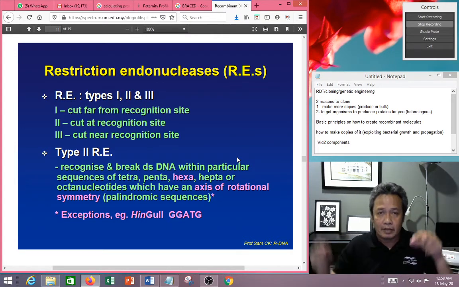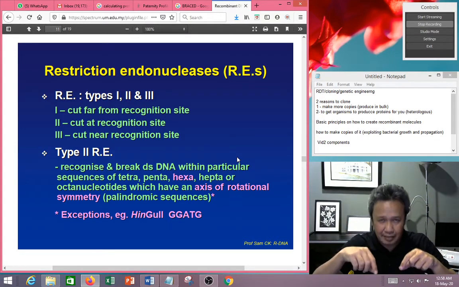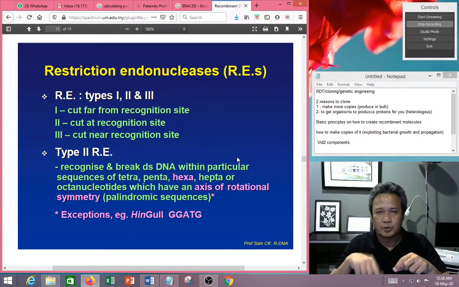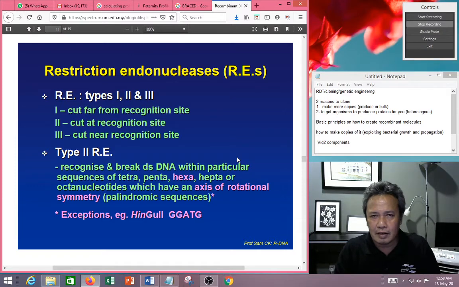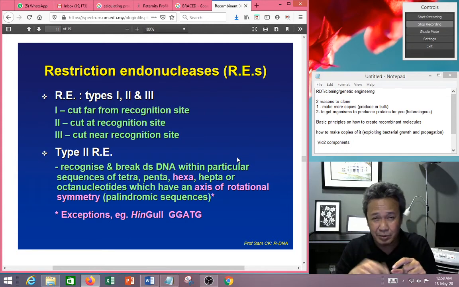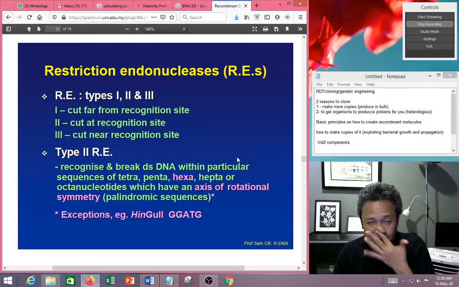Type 3 recognizes the site, but not necessarily cutting it there, but somewhere near. So these are type 3. In the lab, normally we'll just use type 2 because we know where the site is and it cuts there. Otherwise, it's sometimes difficult to control where it cuts, right?